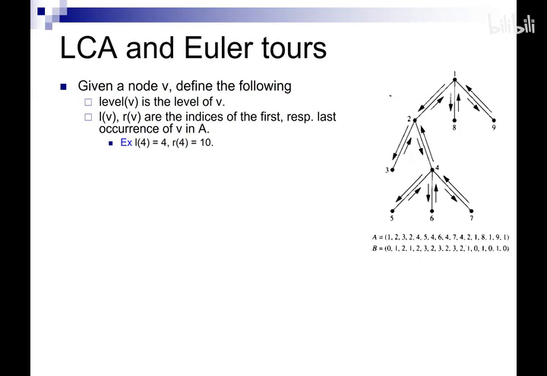For example, if you look at node 4, the first time that node 4 appears, the index for this, so this is index 0, 1, 2, 3, so the first time it appears is at index 4. And then the last time that it appears, it's over here, so this is like 5, 6, 7, 8, 9, 10. So L of 4 is going to be the index of the first appearance, which is 4, and R of 4 is going to be the index of the final appearance, which is 10.